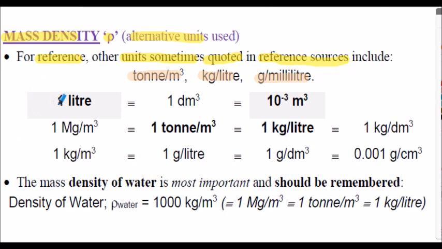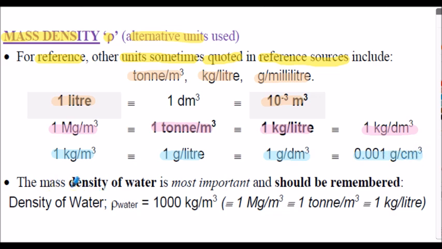One thing to remember is that 1 litre is the same as 0.001 meters cubed, or 1000 litres is equal to 1 meter cubed. Note that 1 megagram per meter cubed is the same as 1 ton per meter cubed, the same as 1 kilogram per litre, the same as 1 kilogram per decimeter cubed. 1 kilogram per meter cubed is the same as 1 gram per litre, the same as 1 gram per decimeter cubed, the same as 0.001 gram per centimeter cubed.